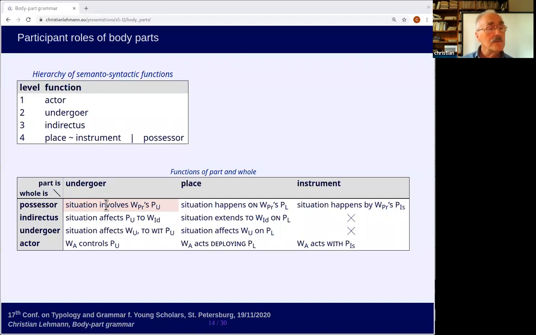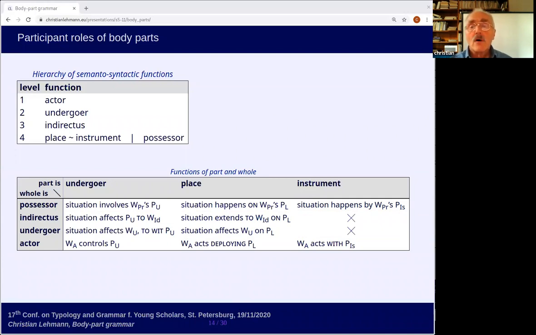So where the whole is the possessor, we have situation involves WSP, or situation happens on WSP, or if the possessor is a kind of instrument, then it happens by WSP. And the other construction formulas are to be understood in the same way. With the examples, I think the formulas will get clearer.